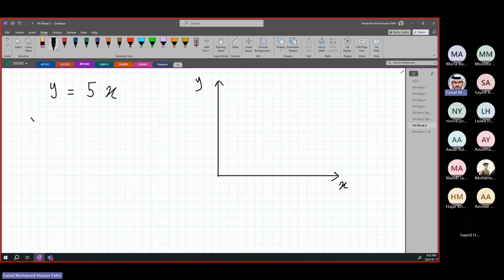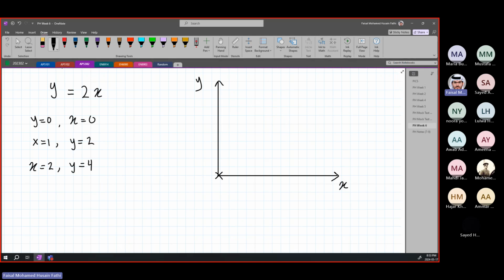So let's start with y equals 0. X is going to be also equal to 0. So this is our first point. And then let's say x equals 1, y is going to be equal to 5. Let's make it a bit smaller for the scale, so let's say y equals 2x. Okay, so for x equal to 1, y is equal to 2. X is equal to 2, y will be equal to 4. And so on and so on.